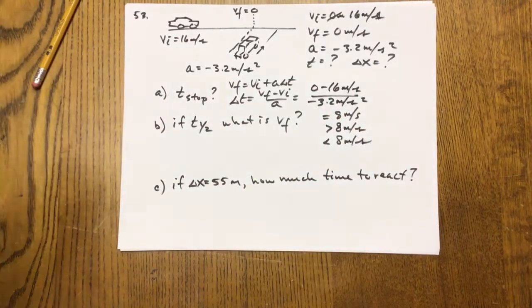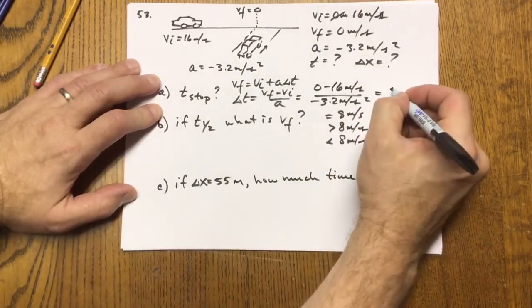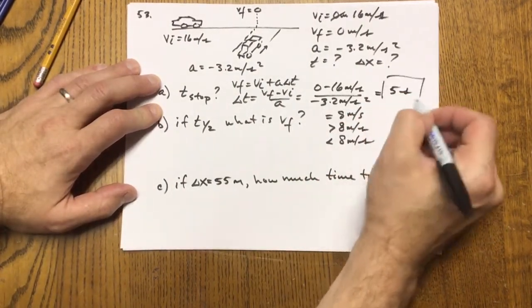What's the sign of our answer going to be? Will it be positive or negative? You know the answer to that one. Yeah, it's got to be positive because time can't be negative, can it? Well, fortunately, yeah, 5 seconds. That's one way to know you're right.